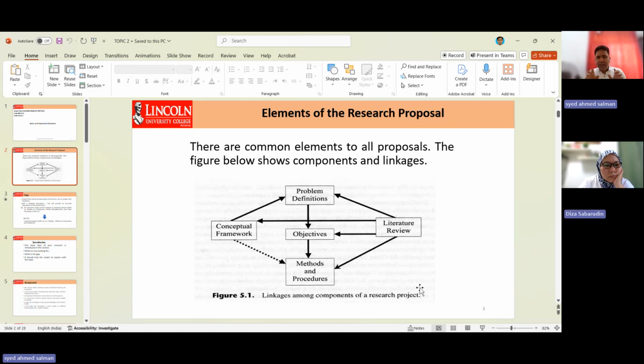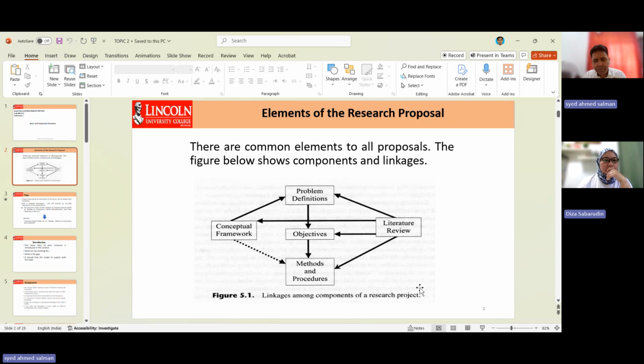If you see the figure, it is related to each other, right? The figure is related to each other. If you are going to develop the problem statement, you should know the literature review, right? If you are going to develop the conceptual framework, again, you have to see the literature review. If you are going to develop the objective, again, you have to see the problem statement and literature review. If you are going to develop the methods and procedures, again, you have to see the literature review, objectives, and conceptual framework, right? So the figure is very related to each other. As it is, the research is very related to each other.